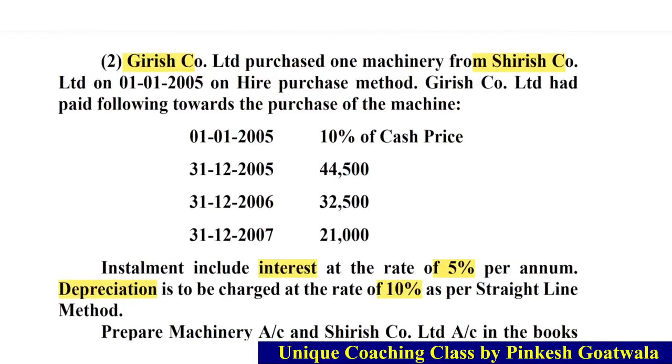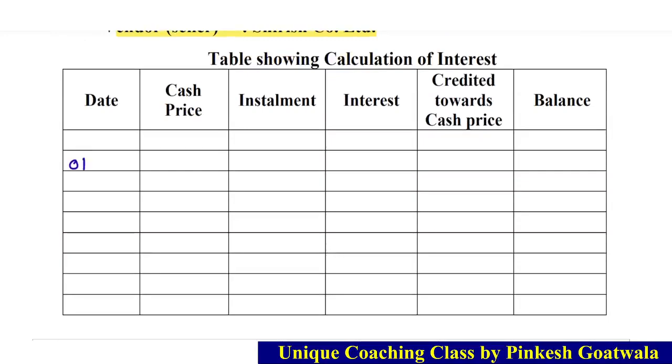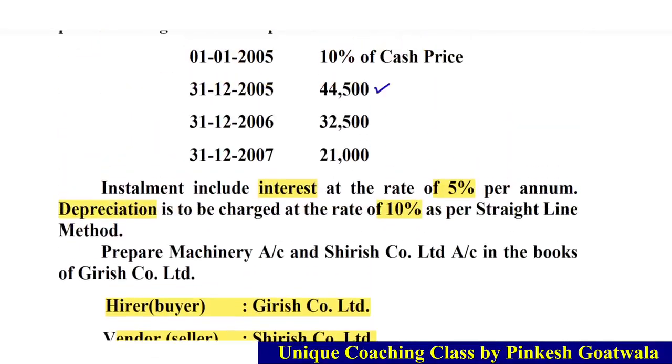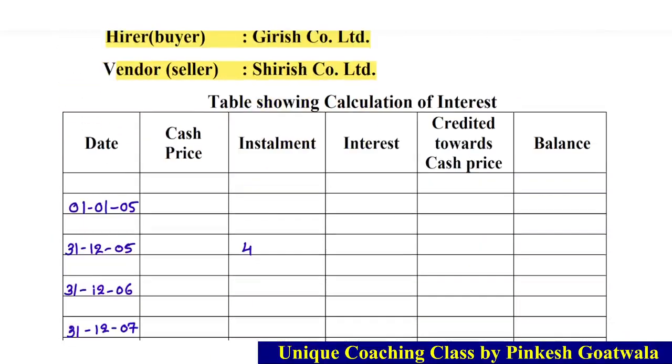So the contract was done, machinery was purchased on 1/1/2005. Okay, ક્યારે purchase કરી છે? 1/1/2005. Then they give installments on 31st December 2005, 31st December 2006 and 31st December 2007. Okay, 3 installments are given. Let's write the amount of installments: 45,500, 32,500, 44,500.